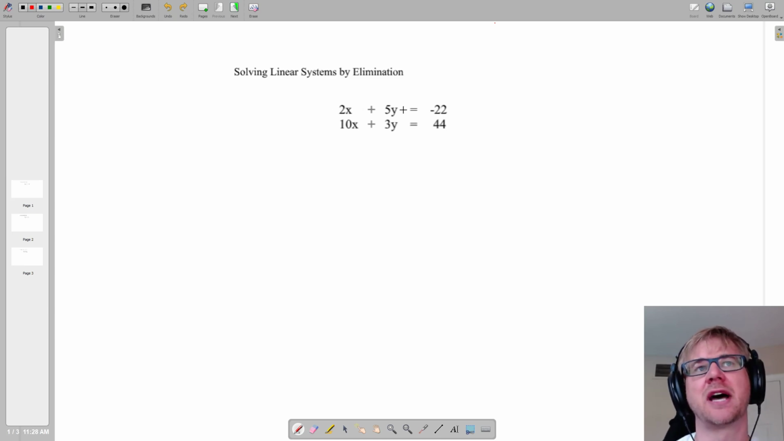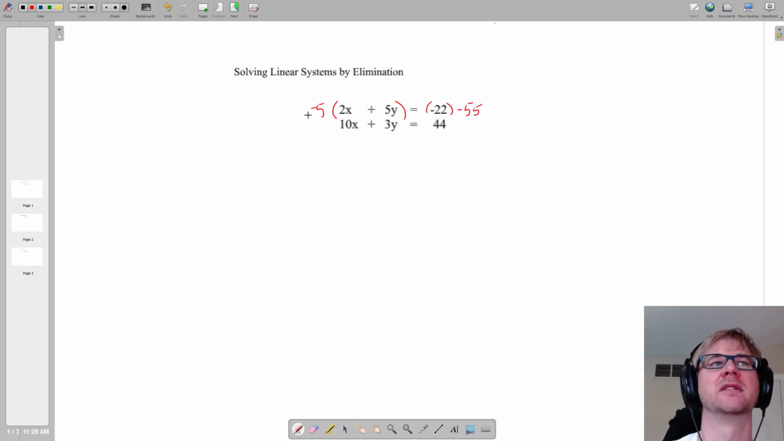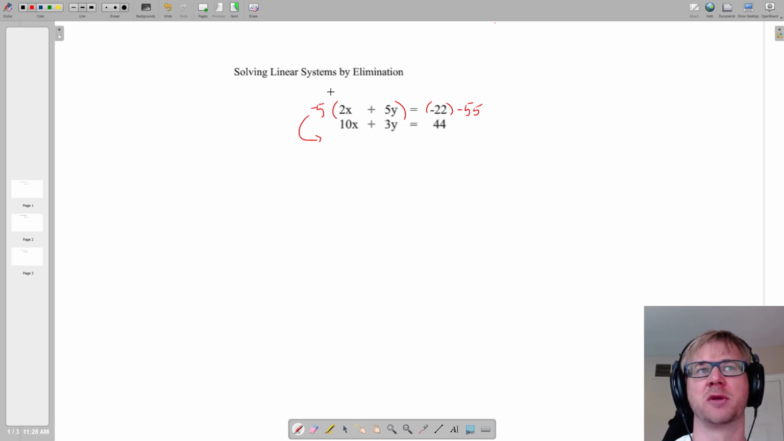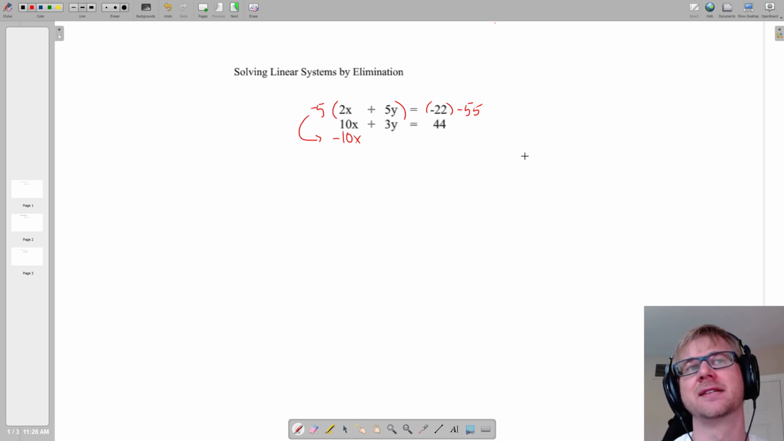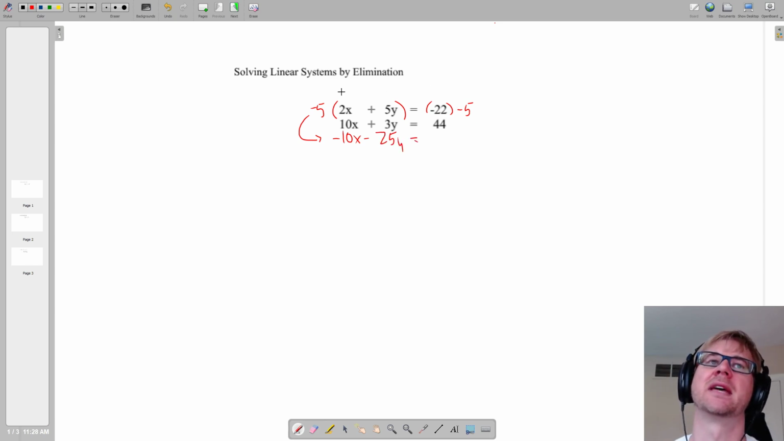I'm going to multiply this whole top line by negative 5. Why negative 5? I'll show you. The reason I chose negative 5 is because negative 5 times 2 gives me negative 10. That was what I was thinking: I wanted this to be a negative 10, so I multiply by negative 5. I have to do it with everything else. Negative 5 times positive 5 is negative 25. So I can multiply everything by negative 5 to accomplish this goal, but you can't just multiply one thing. You have to multiply everything by negative 5.